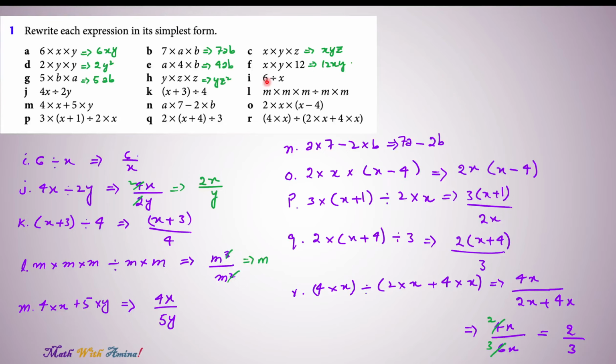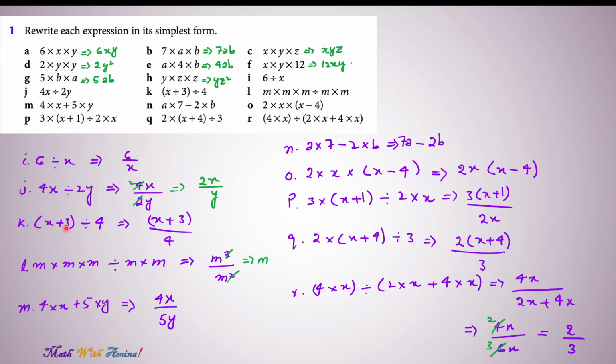Then we have division, so 6 divided by x, we can write it as 6 over x in the fraction form. 4x divided by 2y, again 4x over 2y in the fraction form. We can further simplify it, as we are asked to write it in the simplest form possible. So if we simplify it further, 2 multiplied by 1 is equal to 2, and 2 multiplied by 2 is equal to 4, so it will become 2x over y.